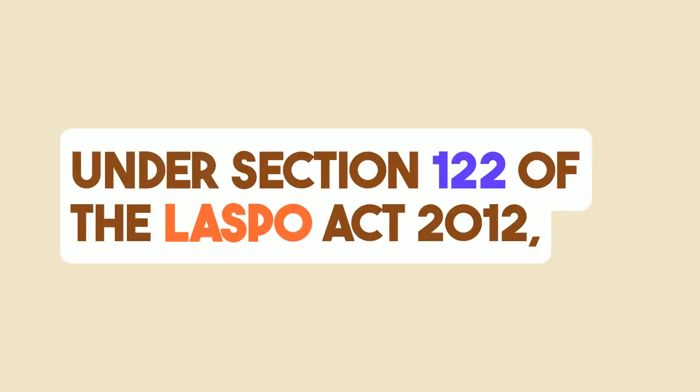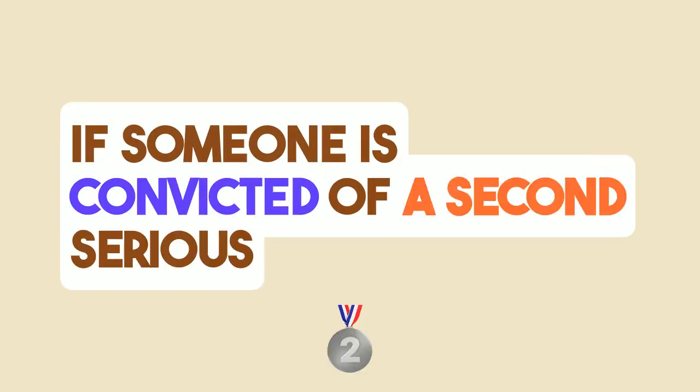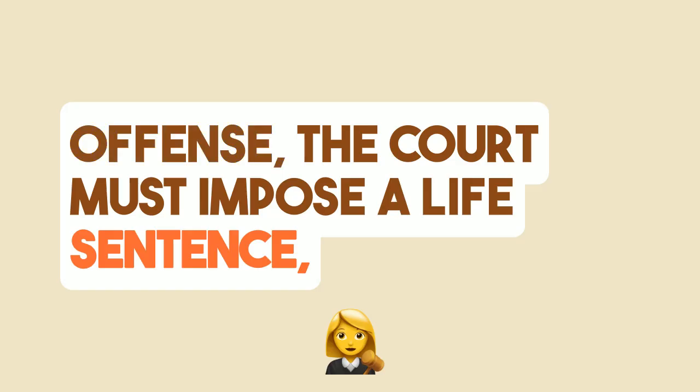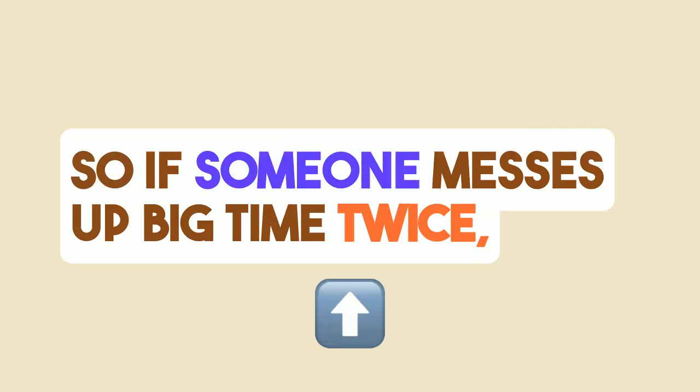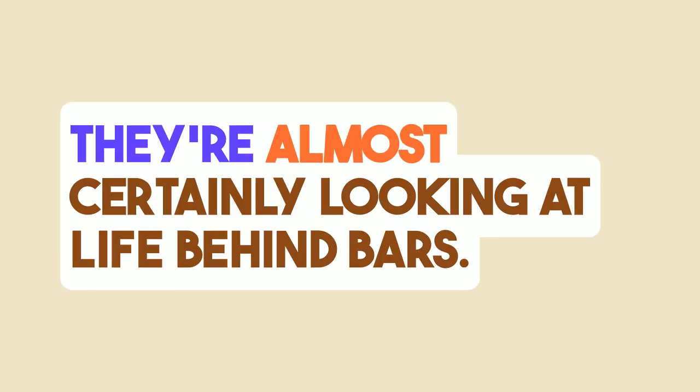Oh, and here's something interesting. Under Section 122 of the LASPO Act 2012, if someone is convicted of a second serious offense, the court must impose a life sentence unless it would be unjust to do so. So, if someone messes up big time twice, they're almost certainly looking at life behind bars.